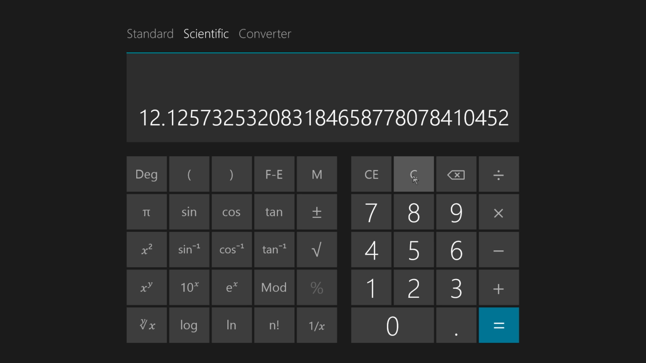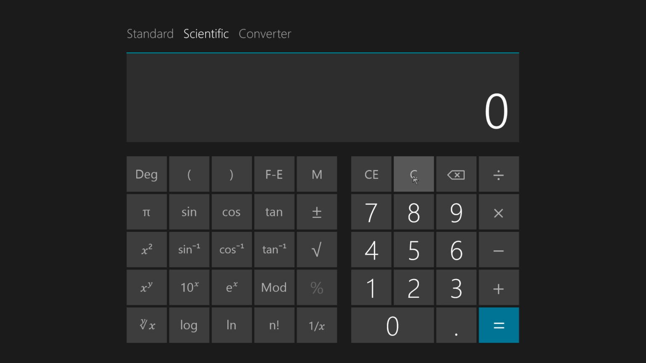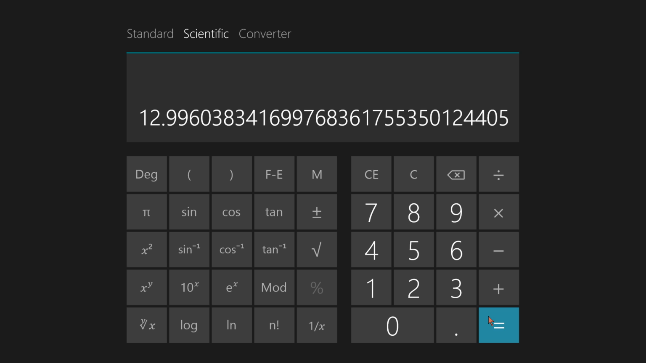Always hit C. That means clear, to start all over again. 2 to the 3.7 power. Well, it's almost 13, but it's another one of those irrational numbers.